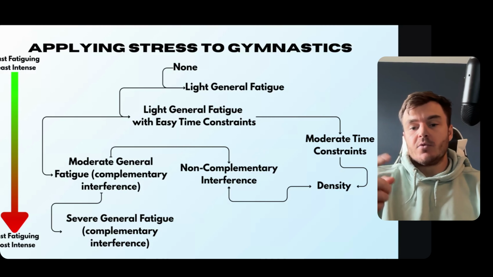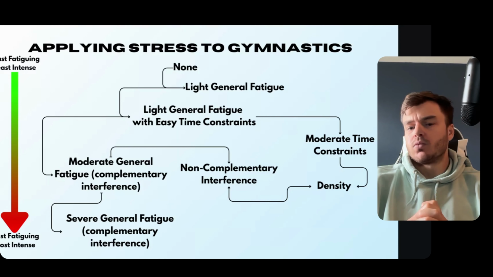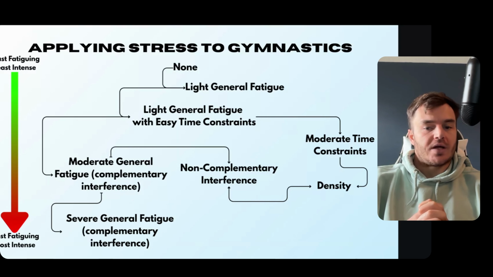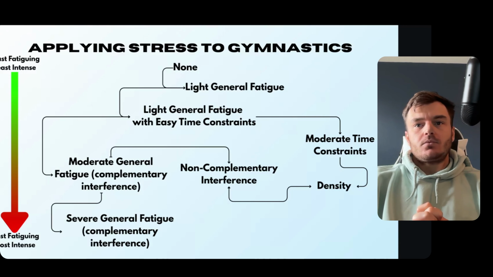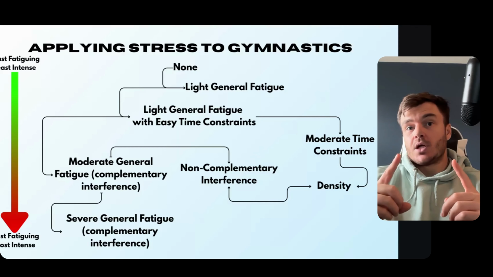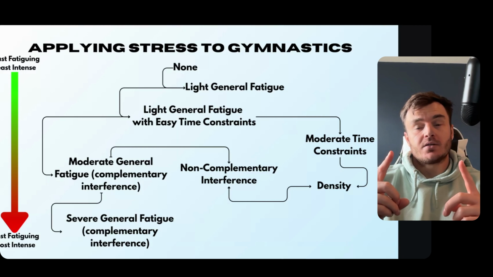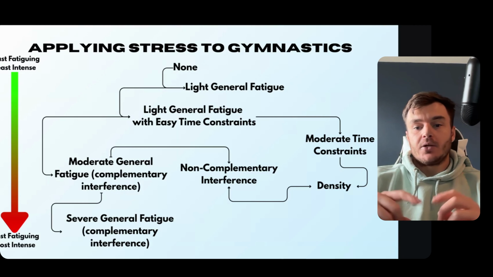From there, you can move to density, okay? And when we move to density, we're looking at trying to do a lot of big unbroken sets, and those will probably be accompanied with larger rest intervals, okay? From density, you can move into non-complementary interference, all right? Non-complementary interference will be using something like the ski erg and maybe a weighted modality to challenge the movement.